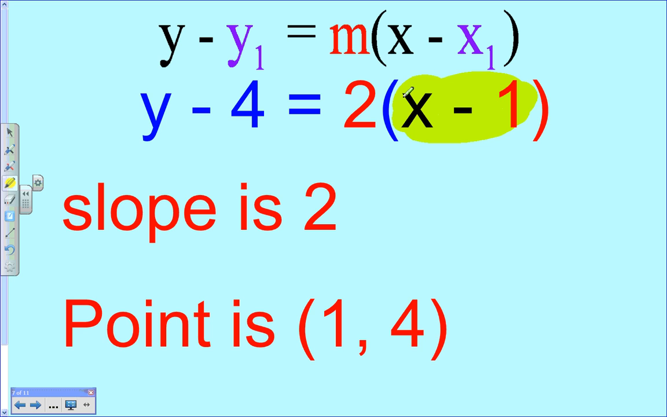This is x minus 1. The opposite of minus 1 is positive 1. That's why the point is going to have a positive 1 x coordinate. On the other side, we have a minus 4. The opposite of minus 4 is going to be a positive 4. So that makes our point 1, 4.